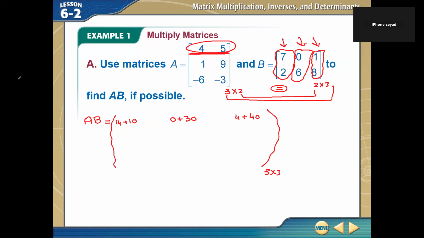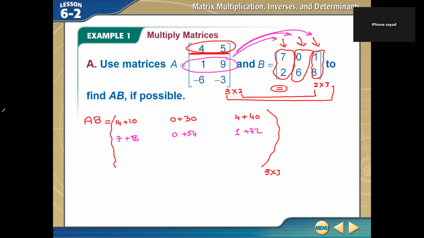After that, we go to the second row. The second row is in purple, as you see, and we distribute it by multiplying on the first column, second column, and the third column as we did before. So 1 times 7 equals 7, and 9 times 2 is equal to 18. So I just write here 7 plus 18. After that, 1 times 0 equals 0, and 9 times 6 equals 54. Then 1 times 1 equals 1, and 9 times 8 equals 72. We finished this row also.